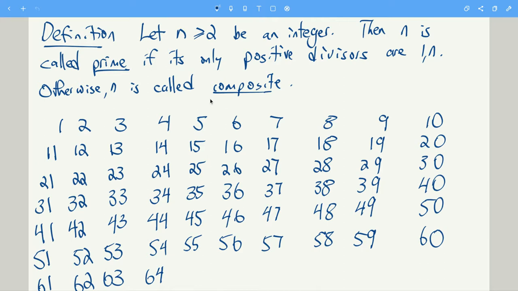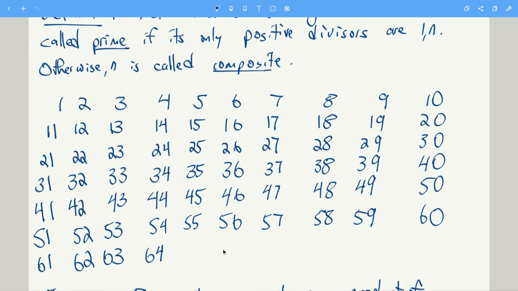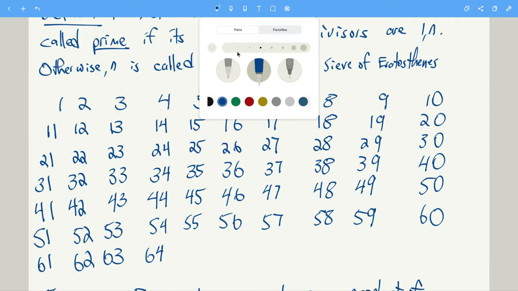And here is a diagram which we can use to figure out by hand which numbers are prime and which are composite. This is called the sieve of Eratosthenes. I am probably saying that wrong. Let me just give you a little demonstration.